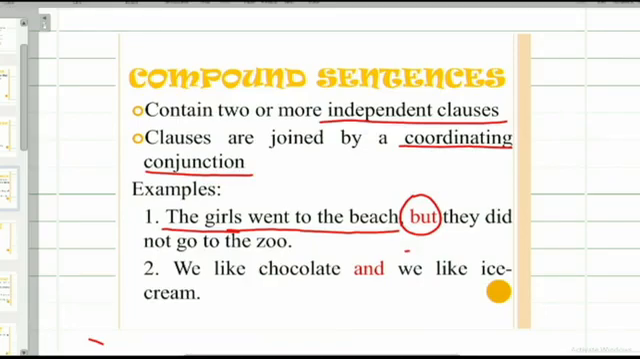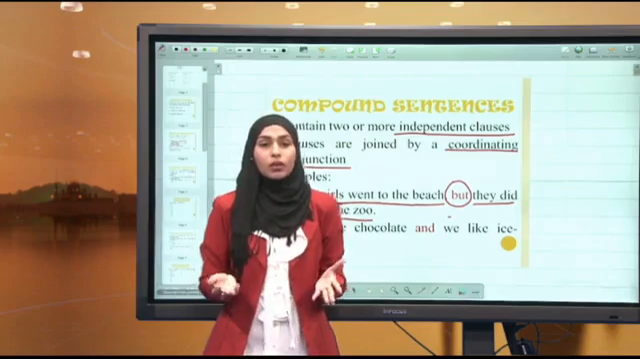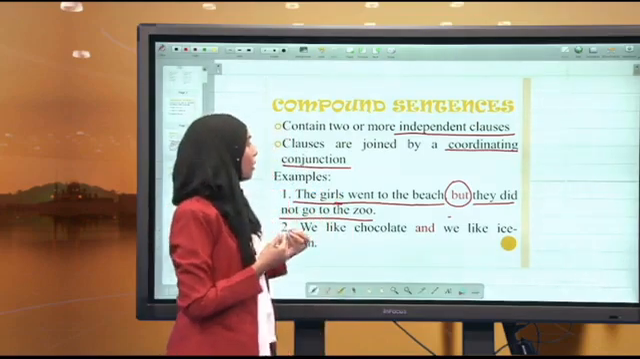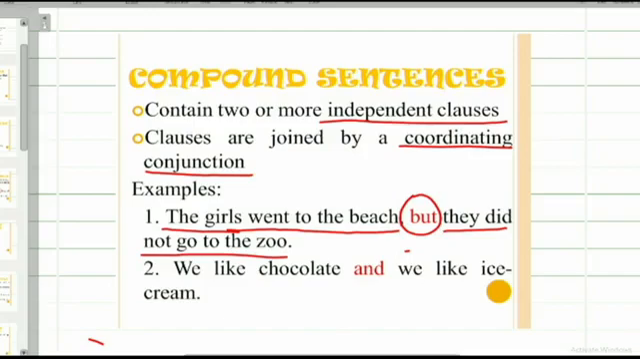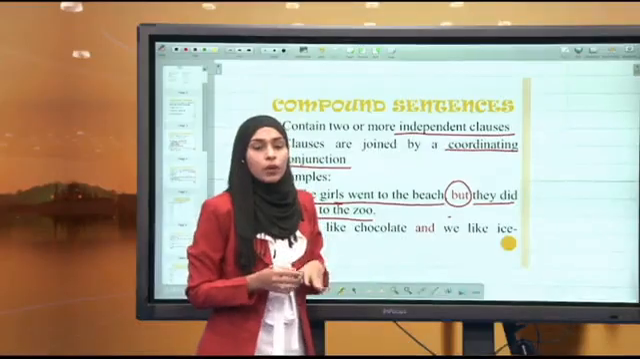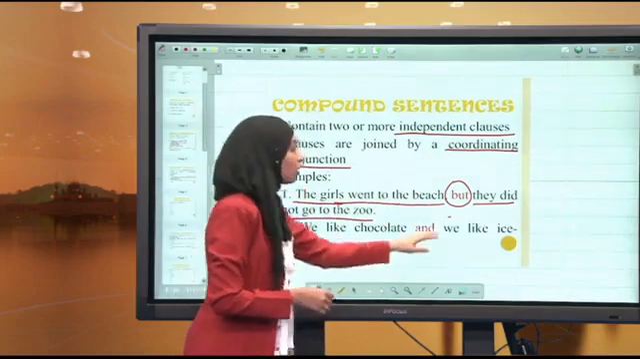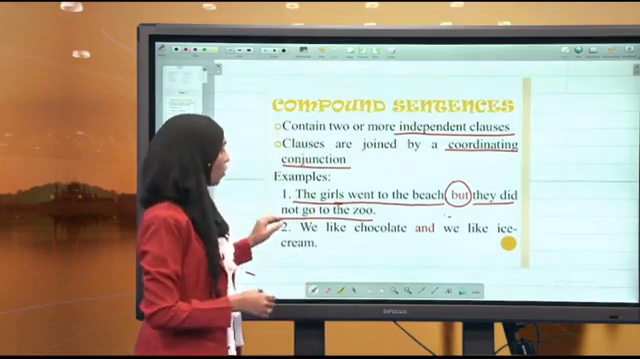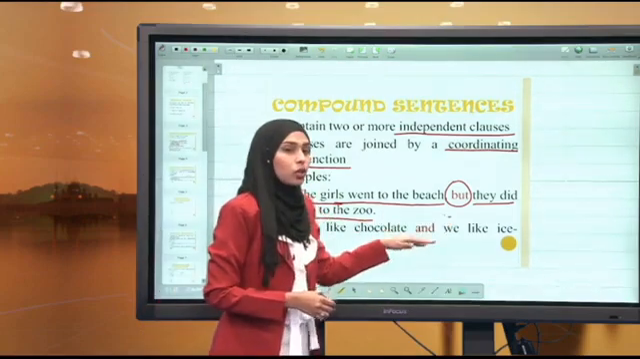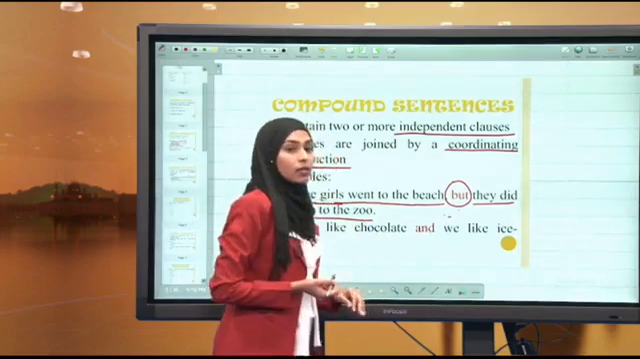And then you have the remaining part of the sentence. They did not go to the zoo. So let's just forget about this but for now. If I didn't have that but there, could they did not go to the zoo stand on its own? Yes, it can. But in this sentence, these two clauses are joined by a coordinating conjunction. And that is exactly what a compound sentence does. It joins two independent clauses using a coordinating conjunction. And I hope you can see clearly how this sentence is joined by using that coordinating conjunction.